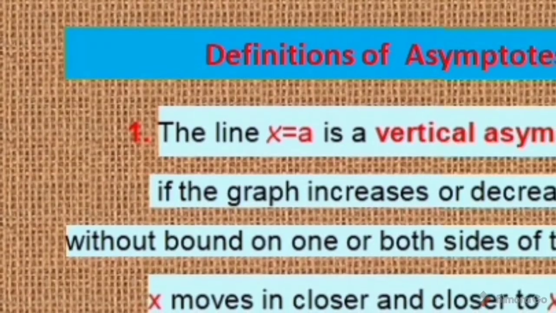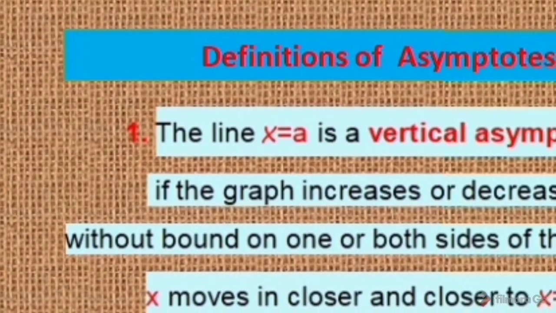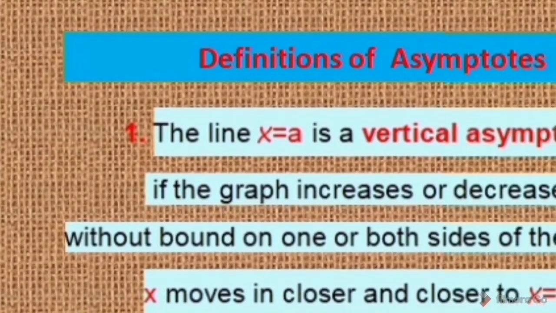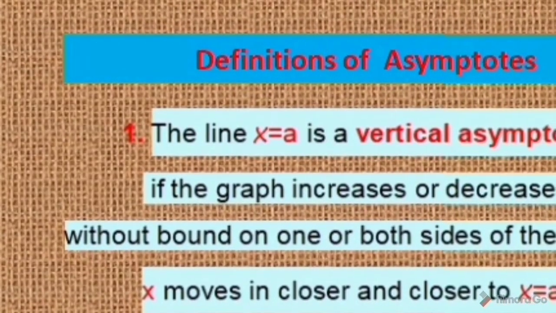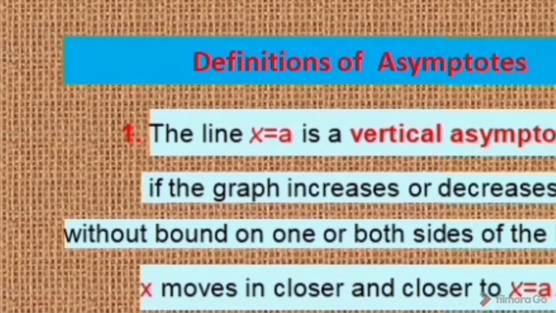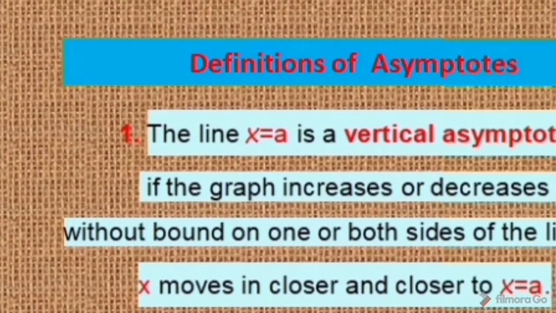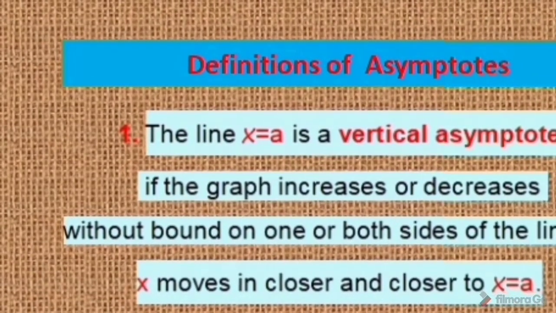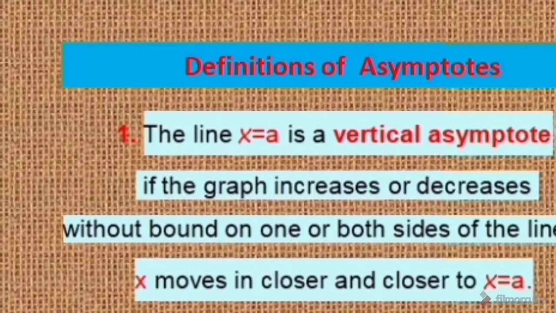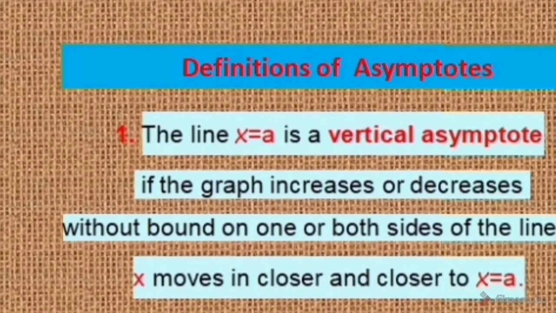Definition of asymptotes. Number 1. The line x is equal to a is a vertical asymptote if the graph increases or decreases without bound on one or both sides of the line as x moves closer and closer to x is equal to a.